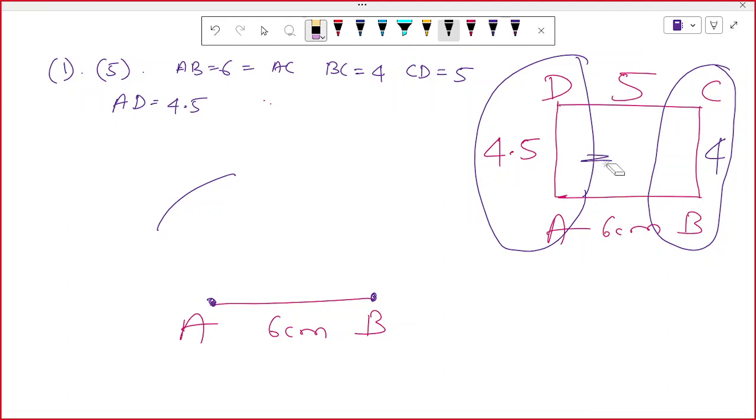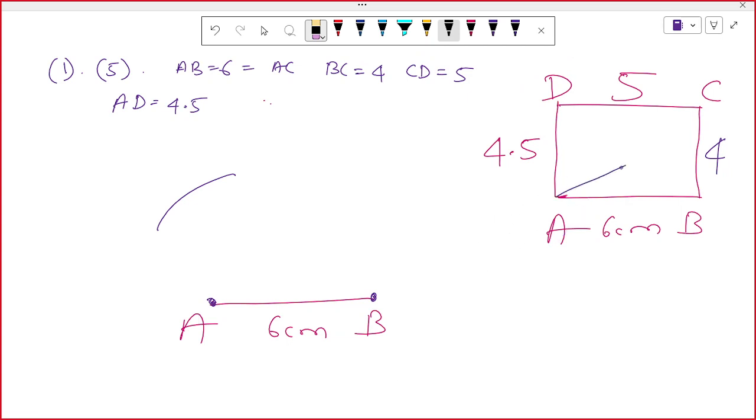From A to C, students, what line is that when you connect A to C? It's a diagonal. So even the diagonal is given. Nobody recognized this diagonal. So draw from A to C. Take 6 centimeters and cut a diagonal like this. Check the values given. AC is 6.